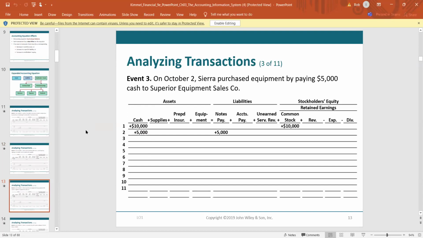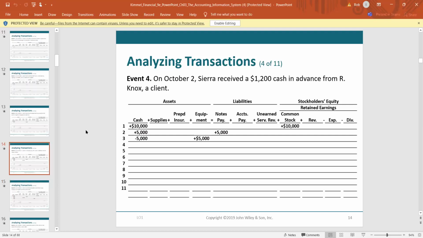We're still in balance. They purchased equipment by paying $5,000 in cash. Cash is an asset, huh? Your most liquid asset. Equipment is an asset. So all we're doing here is exchanging one asset for another. So let's see. The only thing that should change, I would expect to see equipment go up and cash go down.